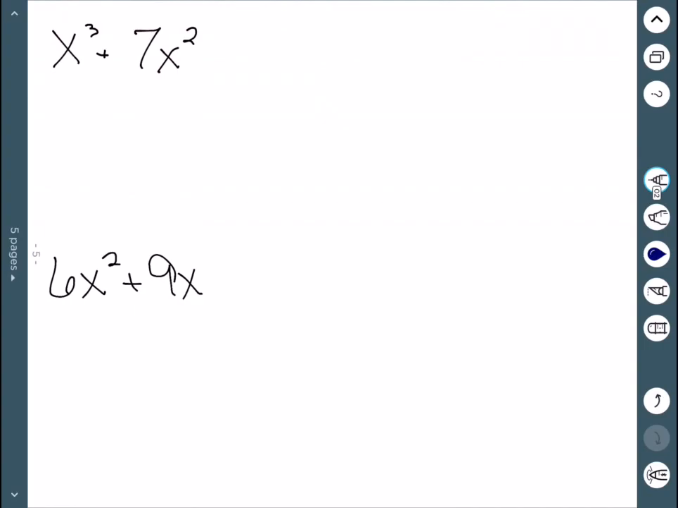A couple more. The next one, x cubed plus 7x squared. So far, everything we've done had a number in common, and we can see that there's no number in common here. The coefficient of the first term is a 1 and the second is a 7. However, we can see that they both have x's. And in fact, they both have an x squared. So we can factor this out. x squared times x is x cubed, and x squared times 7 is 7x squared.